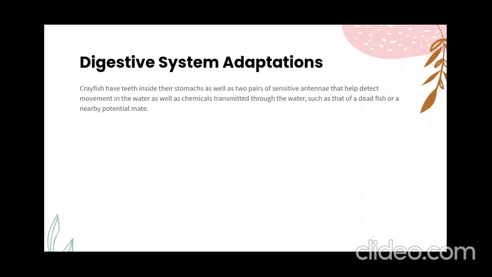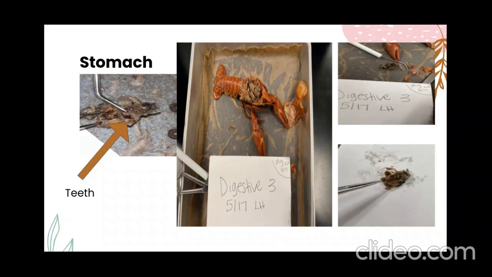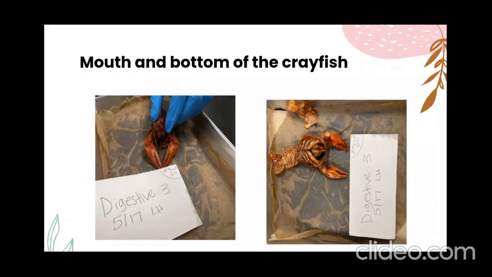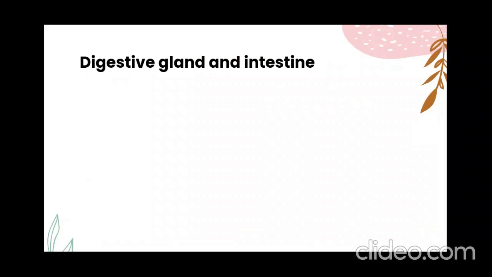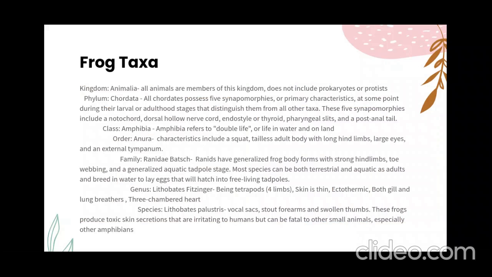They also have two pairs of sensitive antennae that help them detect movement in the water, as well as chemicals transmitted through the water, so they can detect dead things around them, potential mates, or potential food. This is a picture of the crayfish's stomach, including the teeth inside of it. I hope you can see that all right. And then you can see the mouth and the bottom of the crayfish. And this is its digestive gland and intestine.